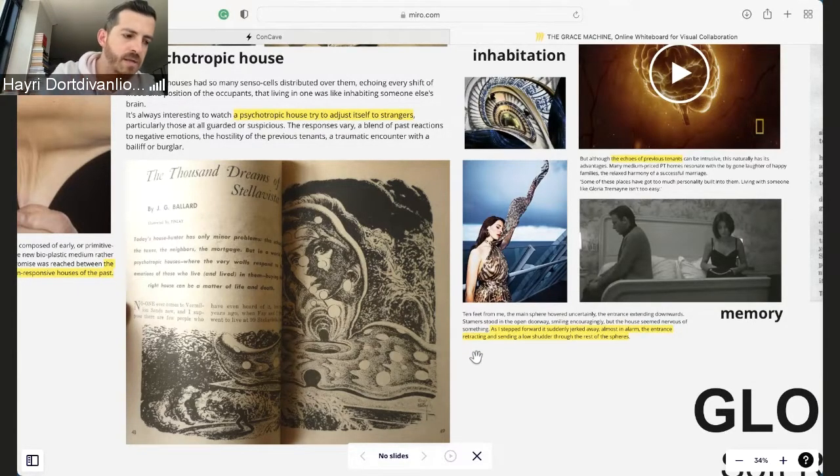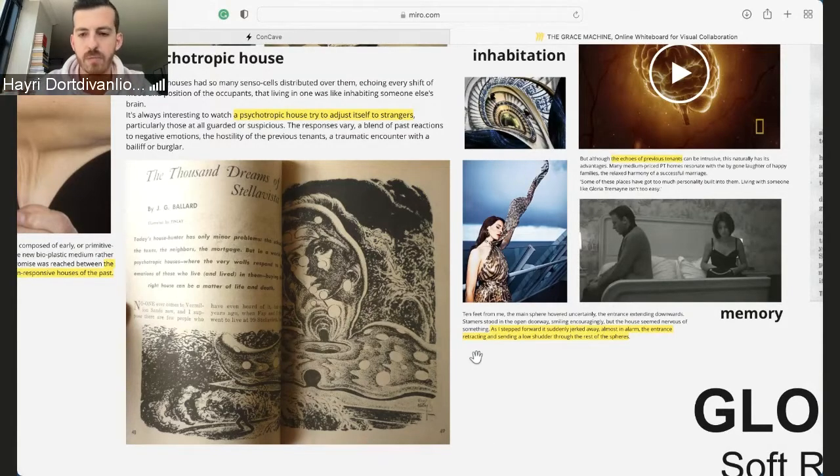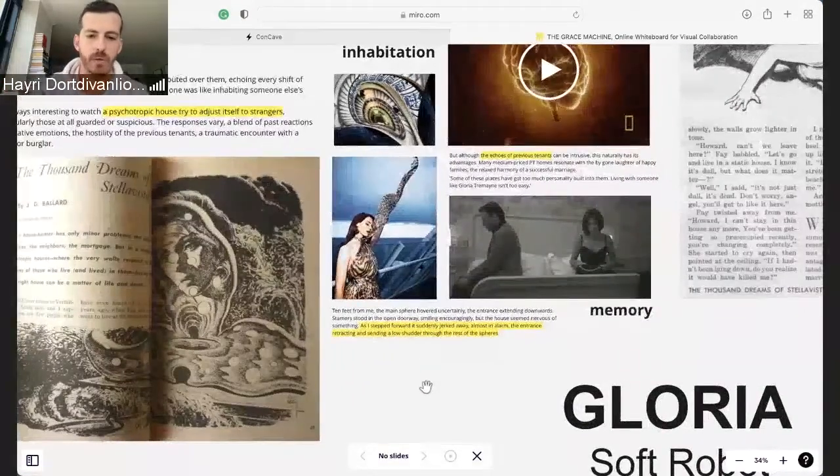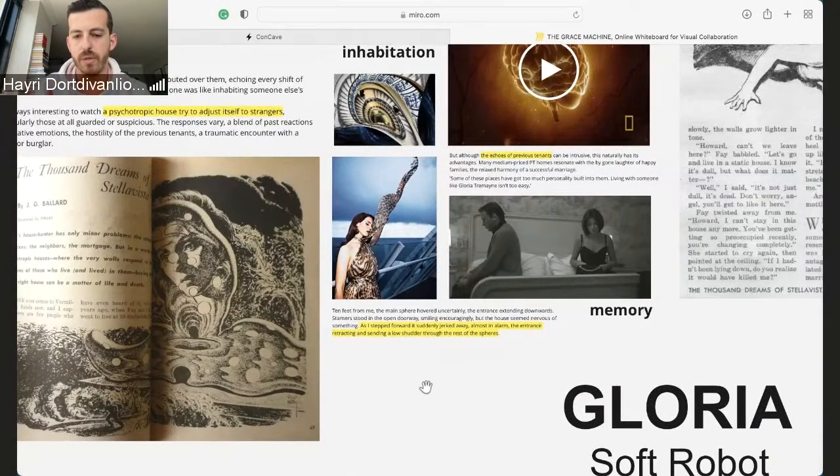Ballard's story starts with a newly married couple moving into a psychotropic house. The couple is Howard and Faye. When they moved into the house, they don't really have real knowledge about the previous occupants of the house. So when they are first introduced to the house, it has a weird or strange response to Howard and Faye. And Ballard says, from Howard's voice, "As I stepped forward, it suddenly jerked away, almost in alarm. The entrance, retracting and sending a low shudder through the rest of the sphere."